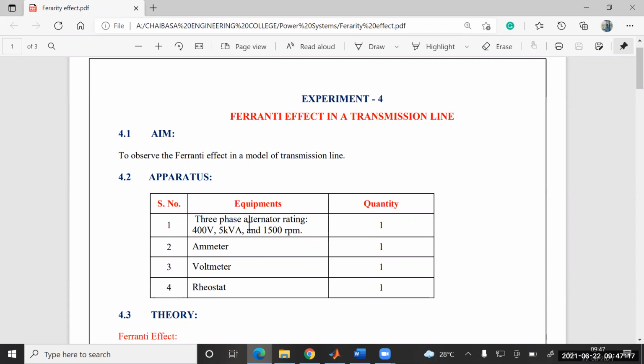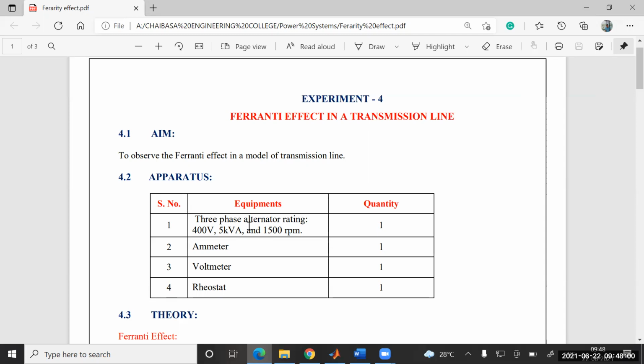So this particular lab is of the Ferranti effect in a transmission line. We'll see the Ferranti effect in a transmission line. I would be using MATLAB, the Simulink part, as well as coding to represent these two, to observe how you could draw and present them.